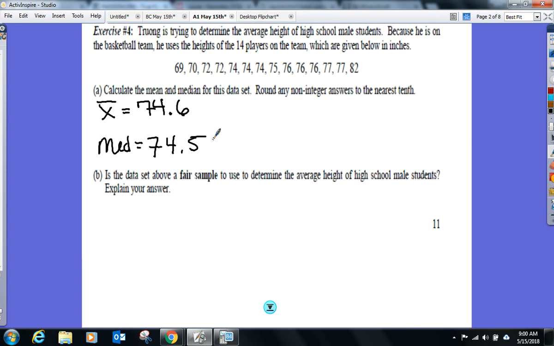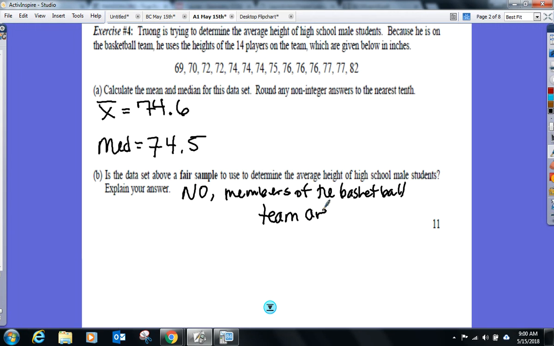All good? Okay. Is this a fair sample to determine the average height of the male student in the high school? Is this a fair sample? A lot of you are saying no, you're absolutely correct. Why is this not a fair sample? Most, on average, basketball players are a little bit taller than the usual student body, right? So members of the basketball team are usually taller than the average student.